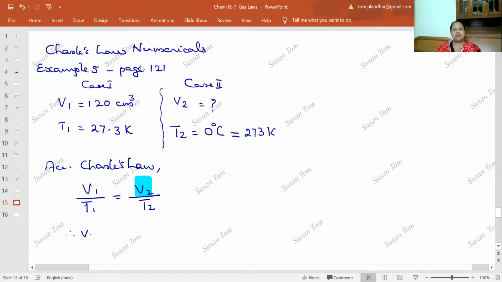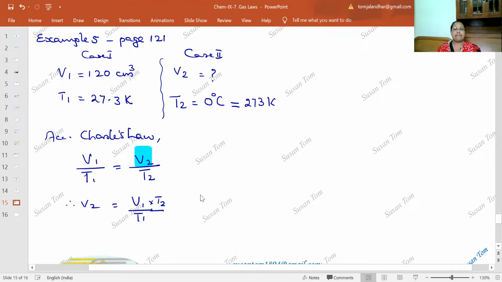Therefore V2 is equal to V1 by T1 into T2, cross multiplied over T2. Then substitute, get the answer. There is one important factor to say. First you substitute and get the answer, then I'll tell you. V1 is 120, T2 is 273, and T1 is 27.3. The author, the board, and teachers always give you such values that can cut. 27.3 and 273, when you cut, you get 10 in the numerator, children.